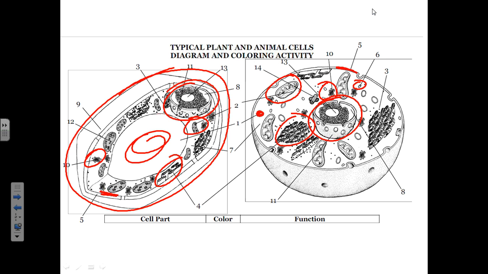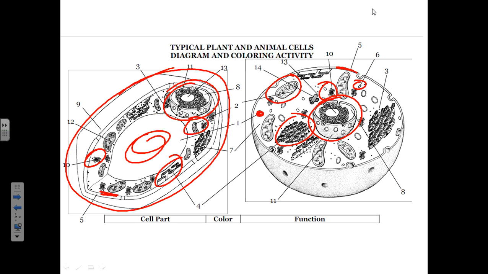Usually it's going to be closer to the membrane, and in most diagrams it looks like little stacks of pancakes. What would that be? It's a Golgi apparatus. It looks a lot like the ER, but the differentiation is that the Golgi is usually closer to the cell membrane. This is not a great diagram.